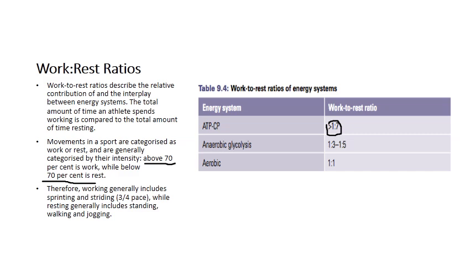If the work to rest ratio is a bit smaller, where you're resting 3 times more than you're working or 5 times more than you're working, we're looking at anaerobic glycolysis. And if you've got a work to rest ratio that's about 1 to 1, so evenly balanced, then we're targeting the aerobic energy system.